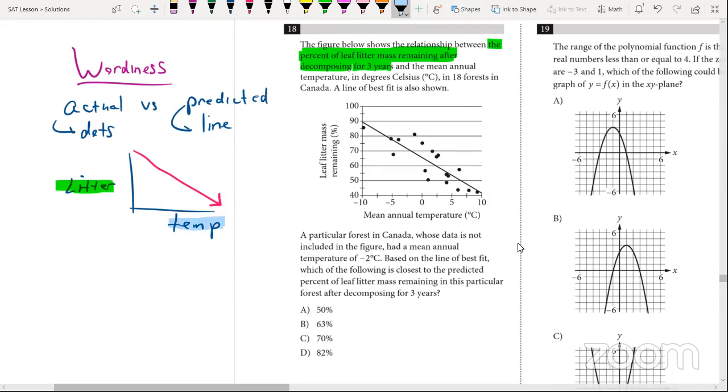The other axis is temperature. They don't call it temperature. They call it the mean annual temperature in degrees Celsius in 18 forests in Canada. We were counting the number of syllables. It's actually just ridiculous how many syllables there are. And we do feel bad for our teens out there who are doing these tests.